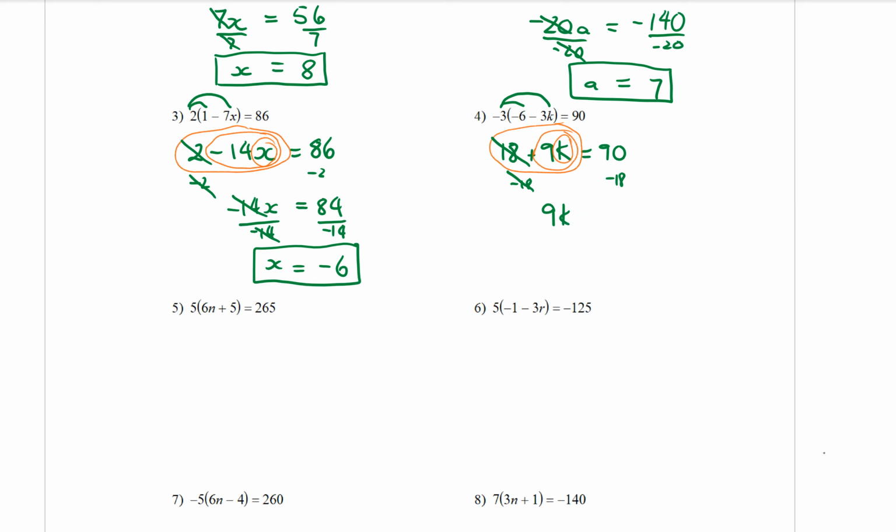9k equals 90 take away 18 is 72. Then I need to get rid of the 9. What should I do? Yes, good. Divide by 9. Cross off the 9. k is by itself. 72 divided by 9 is, oops, so the answer is 8.